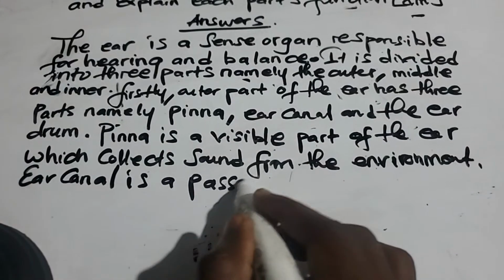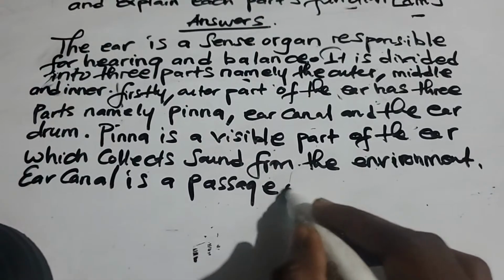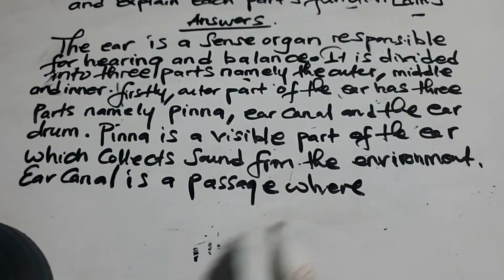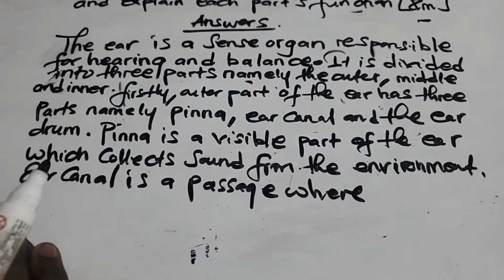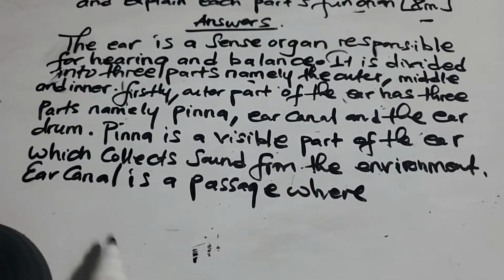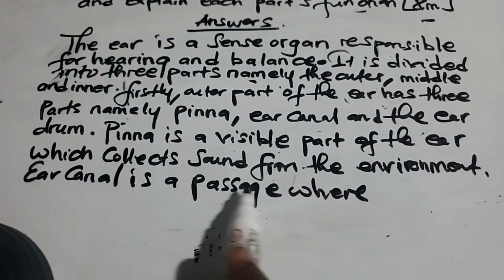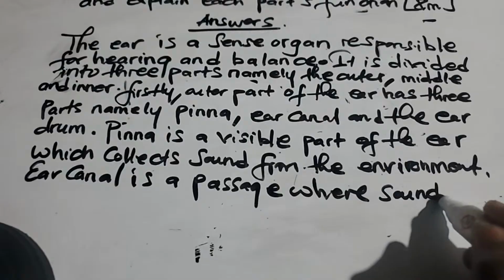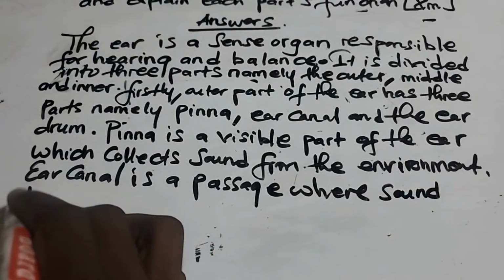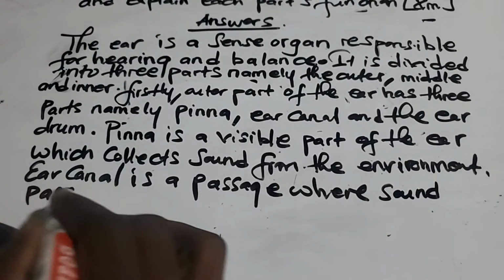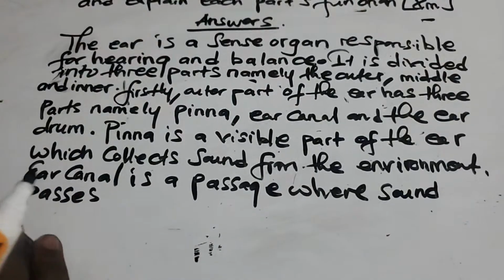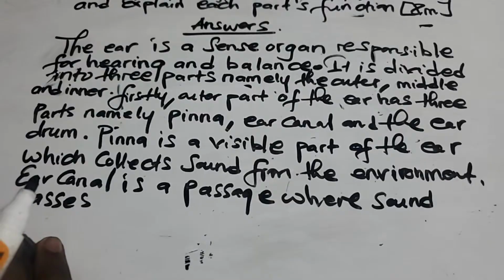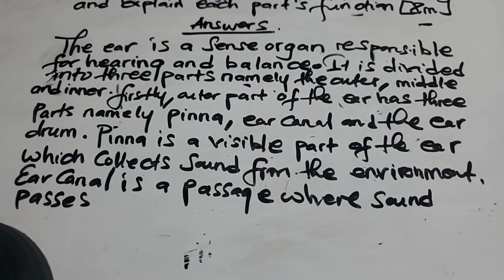Ear canal is a passage, okay? Take note of the kind of "where" we are using here, the one with H, which means a location, or rather a place. So ear canal is a passage where sound passes. This is how you get to answer: way too simple and way too straightforward.